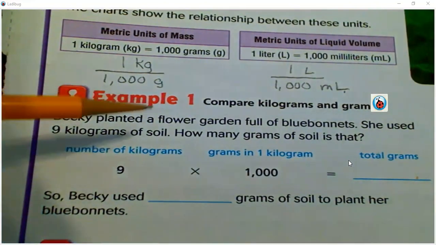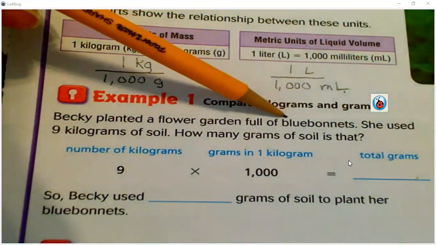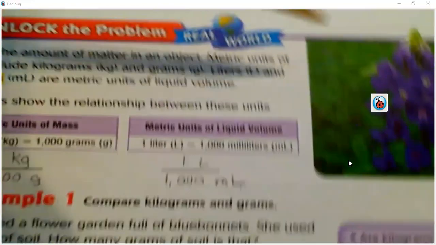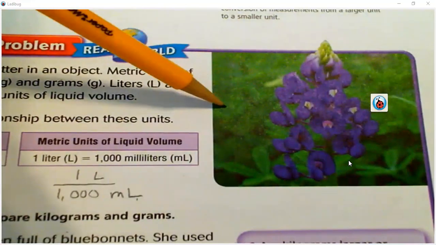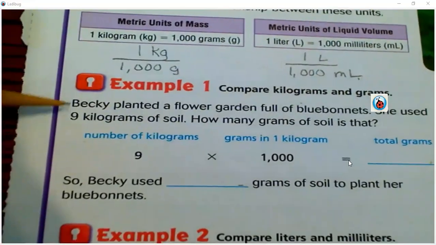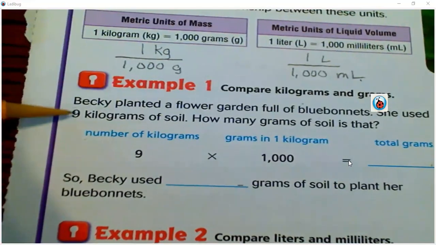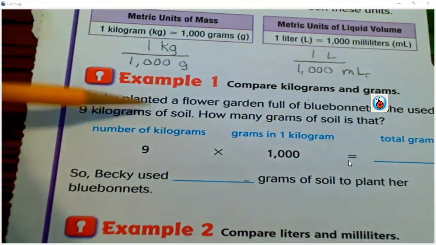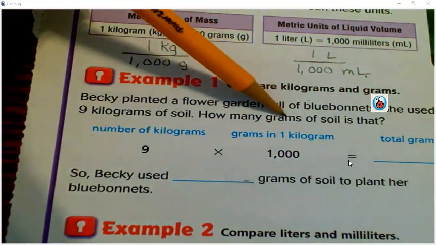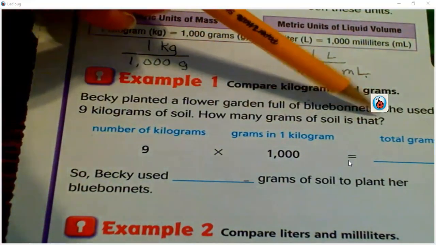Becky planted a flower garden full of bluebonnets. Want to know what they look like? Here they are, beautiful flowers. So Becky planted a flower garden full of bluebonnets. She used 9 kilograms of soil. How many grams of soil is that?